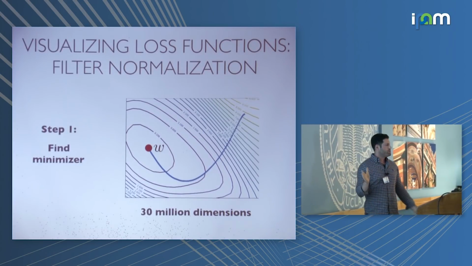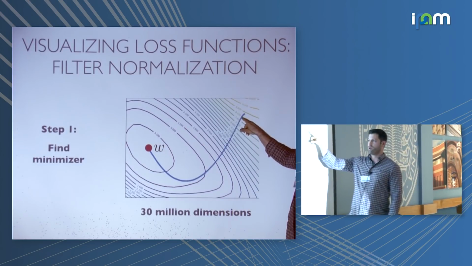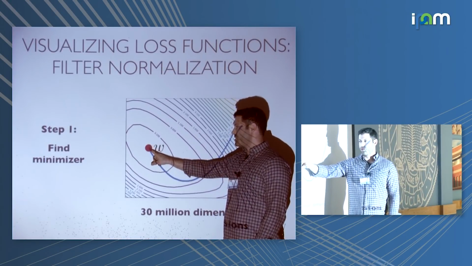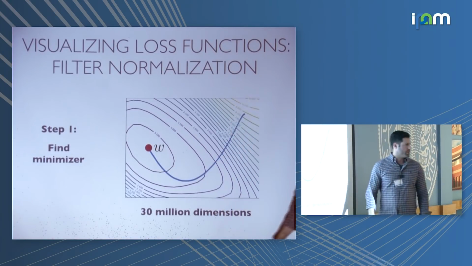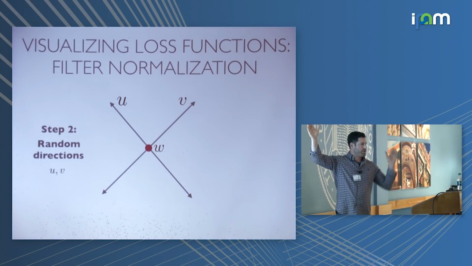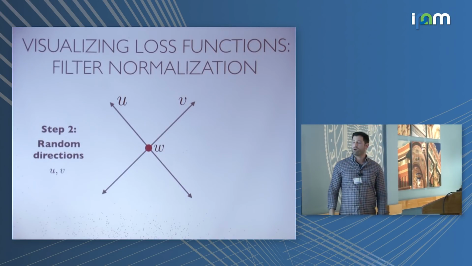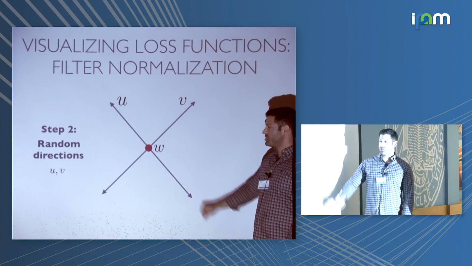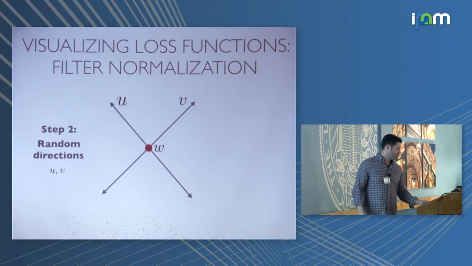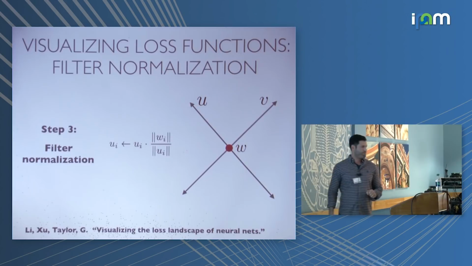And the way that we're going to make these two-dimensional plots is like this. So we'll start by training a neural network. So we start with some random initialization. We train down the contours of our neural network until we get a minimizer. So we find some minimizer. And then we take two random directions in weight space, so two random vectors, and we slice through that point. And those should be roughly orthogonal. And so these two random directions define a plane in weight space. And then what we do is we apply a filter normalization to these random directions, and I'll describe what that means in a sec.